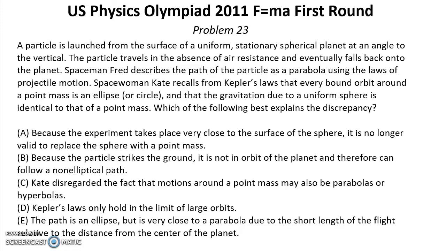And answer E. The path is an ellipse, but is very close to a parabola due to the short length of the flight relative to the distance from the center of the planet. That's the correct answer. Because the particle returned back to the surface, that's an ellipse, but because this trajectory is very close to the surface, we can say that it's very close to a parabola due to uniform gravity around this surface. So the correct answer is E.